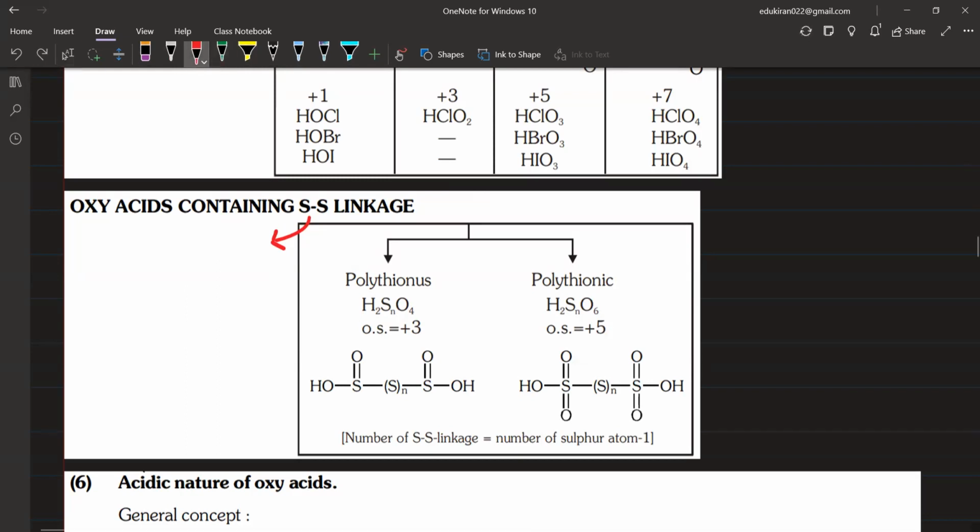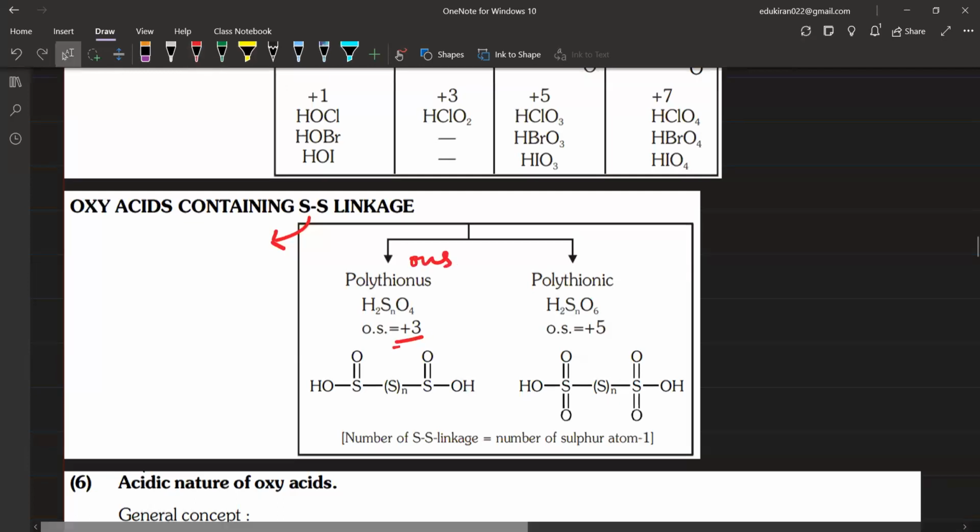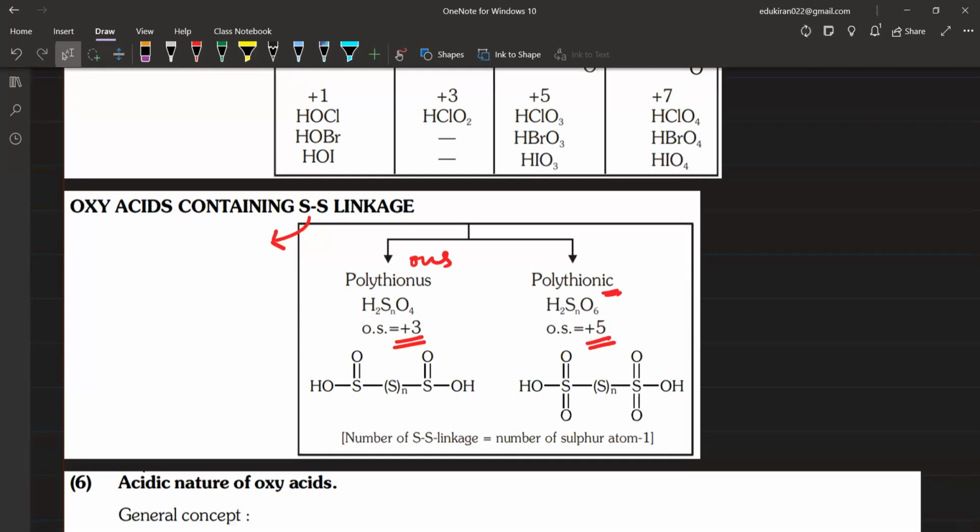Now, the only difference that you have to remember is when you have ous acid, उसमें you'll have oxidation state of sulfur as +3. ic acid में आपके पास oxidation state होगा +5 का. You'll have an oxidation state of +5. ठीक है, please write this down.